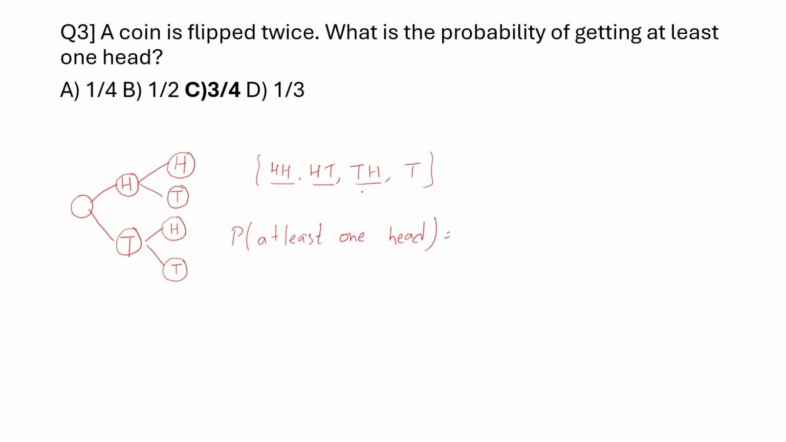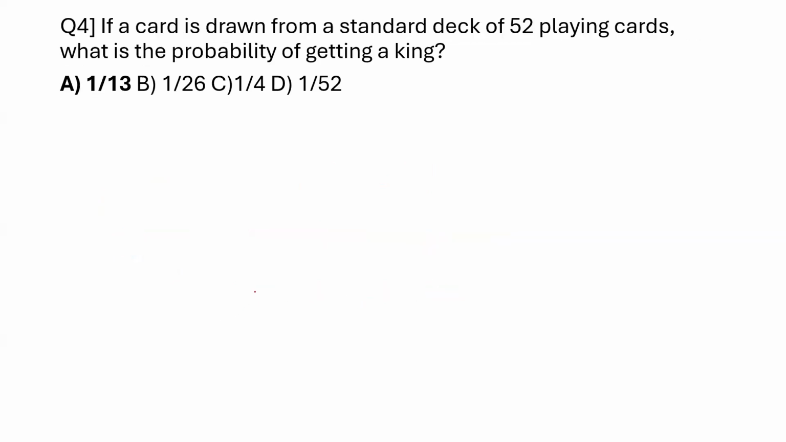At least one means one should be there. So that means this also you can count. Oh, it is TT, but here you don't have any head. So total outcomes are 1, 2, 3, 4. Right? And favorable outcomes, meaning at least one head, are in three possibilities. So 3 by 4. Correct option is, it is C. Right? Next problem.